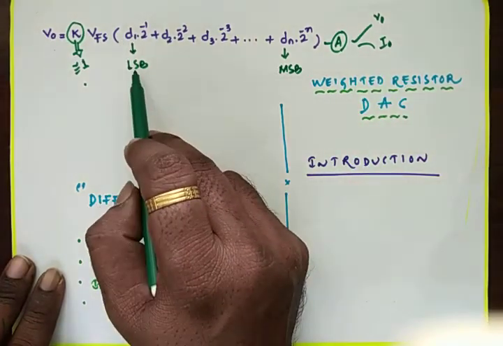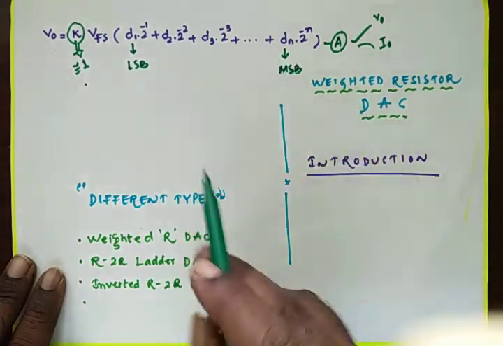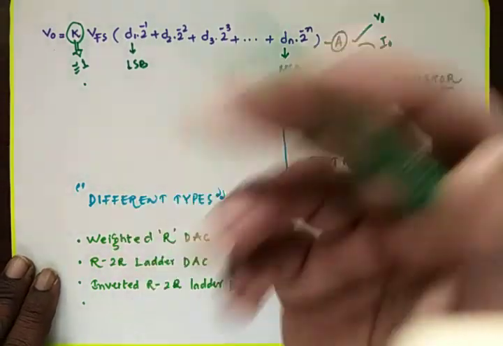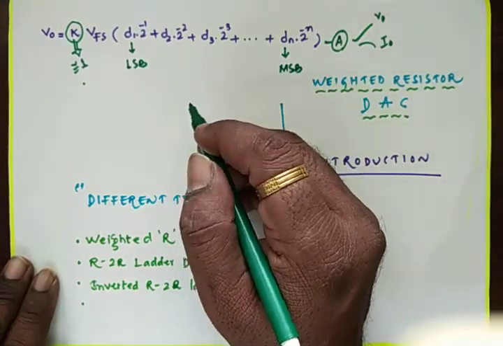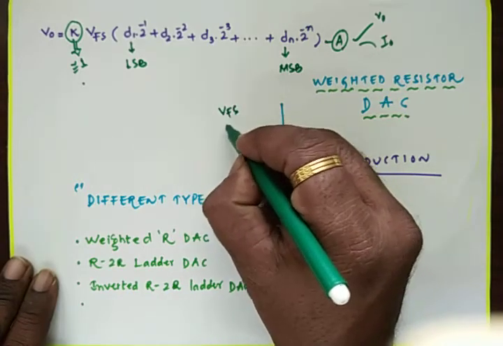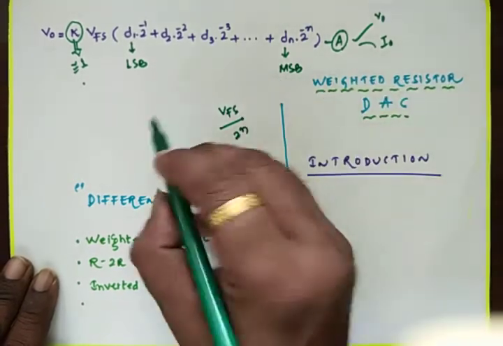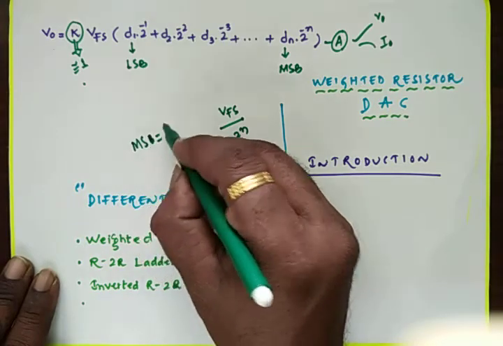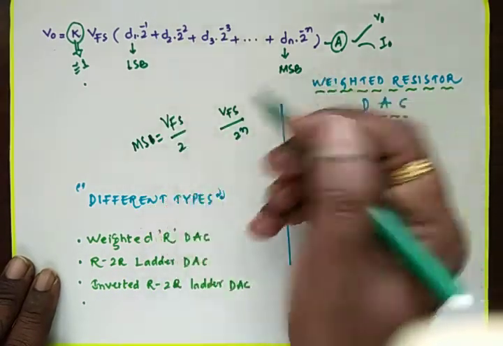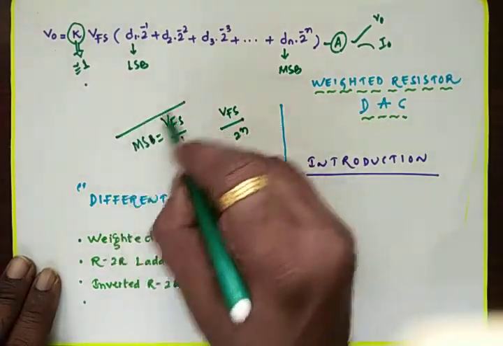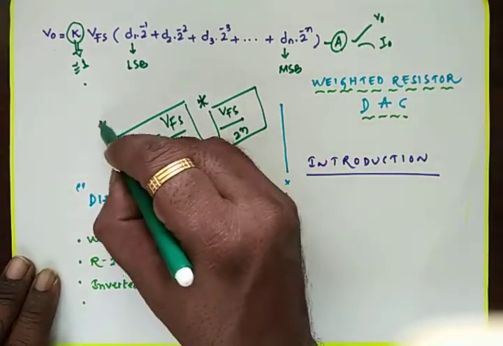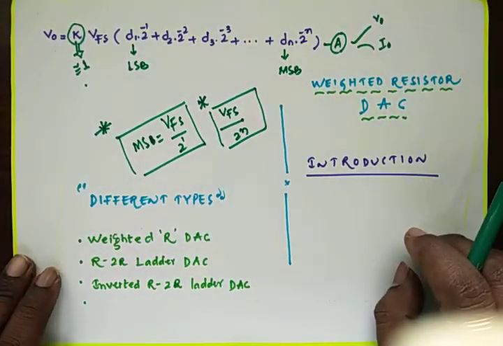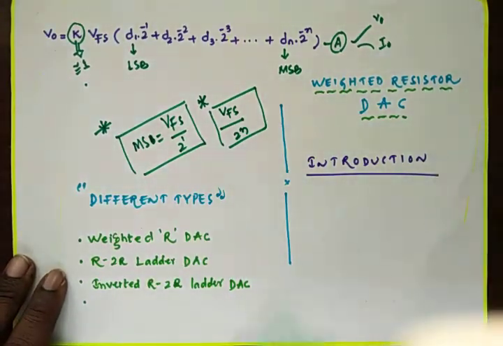D1 we call the LSB, and Dn we call the MSB. The LSB value is the full scale voltage divided by 2 to the power of n, and the MSB is the full scale voltage divided by 2 to the power of 1, and so on. Then for 2 marks and 3 marks you can be asked to solve some problems, by giving you the decimal word or the binary word.